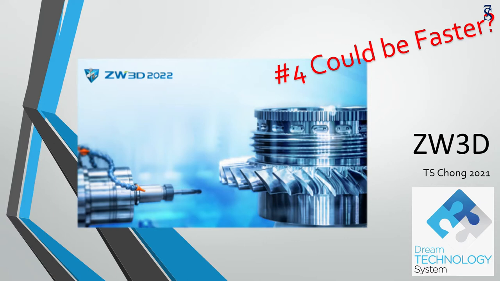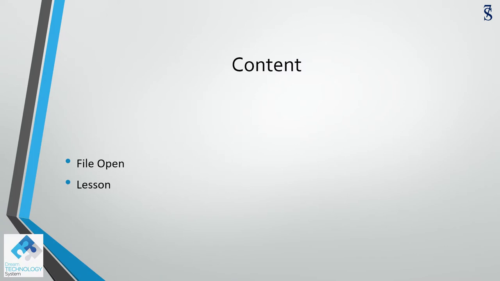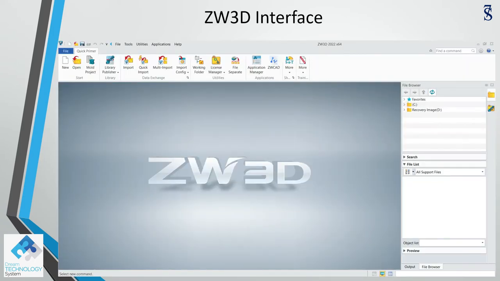So we have completed the roughing and final facing for the last lesson. Eventually people will ask, could it be faster because it's already 9 minutes? So the answer is yes. So how are we going to go about it? Let us go through it step by step. Of course, we need to open the file and then I will show you how we go about to improve the cycle time. This is the standard interface.